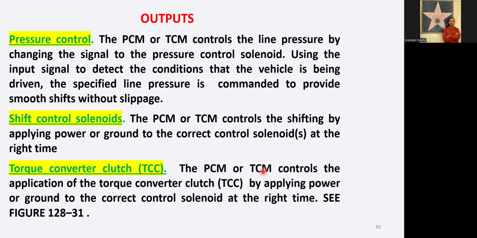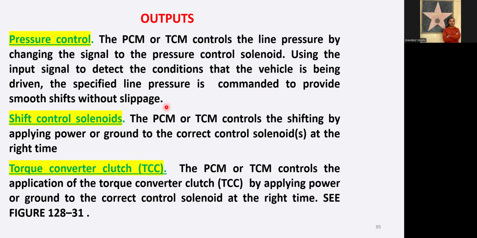Now we will talk about the output sensors. First, the pressure control. The powertrain control module or transmission control module controls the line pressure by changing the signal to the pressure control solenoid. Whatever input we are getting is processed in the PCM or TCM, then the output signal is given to the line pressure by changing the signal of the pressure control solenoid. Using the input signals to detect the condition in which the vehicle is being driven, the specified line pressure is commanded to provide smooth shift without slippage.